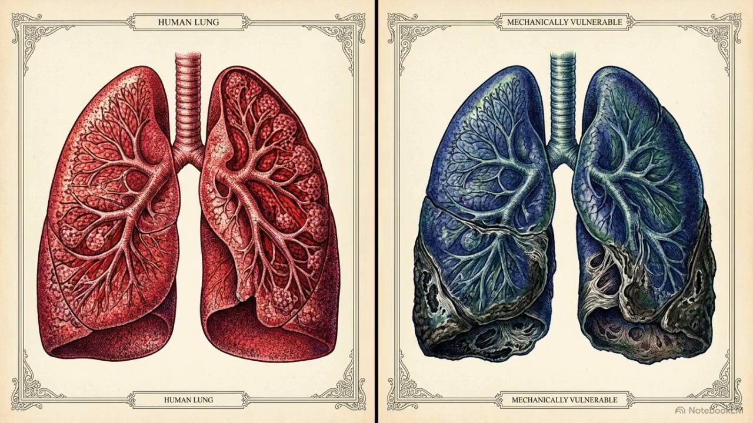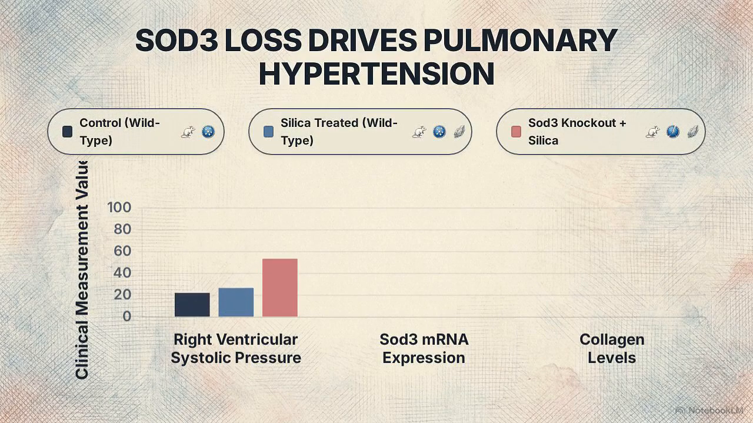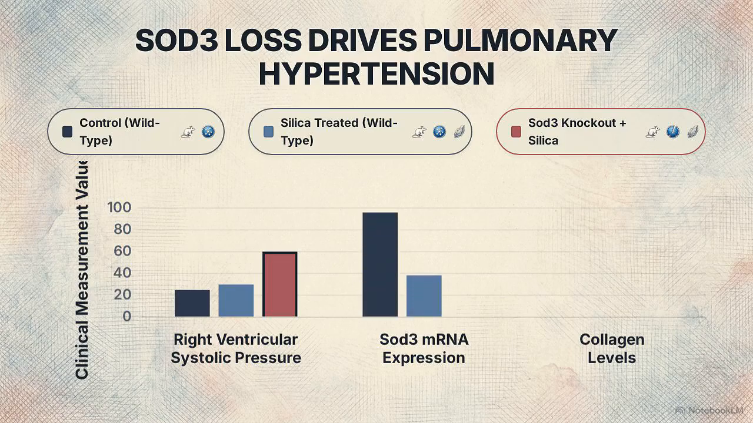By removing the SOD3 defense, we can observe how silica destroys the biophysical equilibrium of the lung. This chart tracks right ventricular systolic pressure, an indicator of pulmonary hypertension and cardiovascular strain. There is a severe spike in pressure within the SOD3 knockout group. Without the enzyme, silica triggers immediate pulmonary hypertension. This chart tracks SOD3 mRNA expression to establish the molecular response to the toxin. Silica exposure suppresses the protective SOD3 transcript, even in normal wild-type mice.